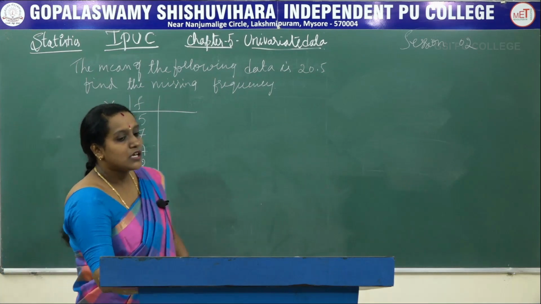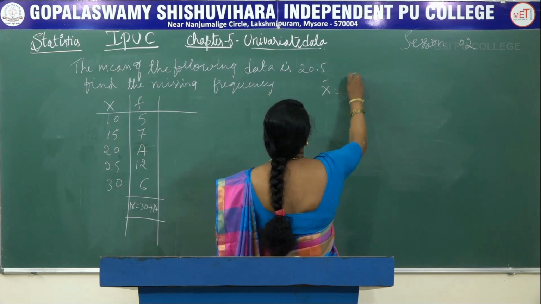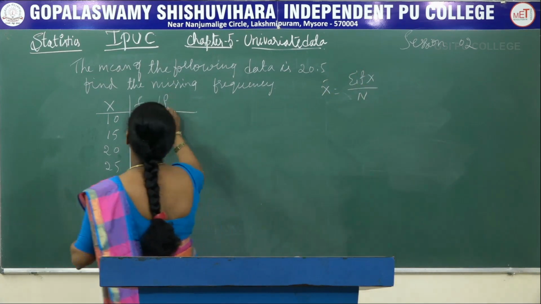And next, the formula to find x bar is summation of fx by n, so we want to calculate f into x.